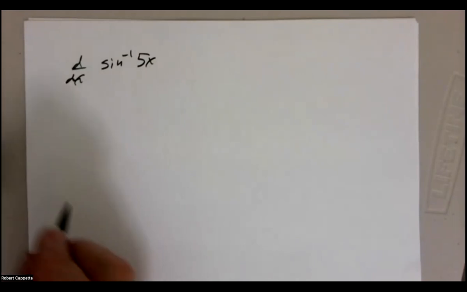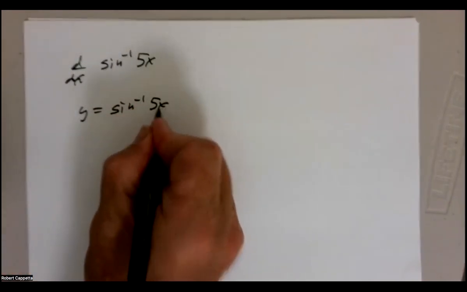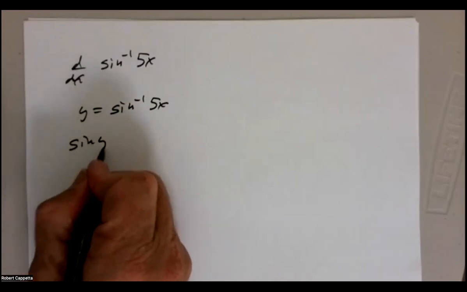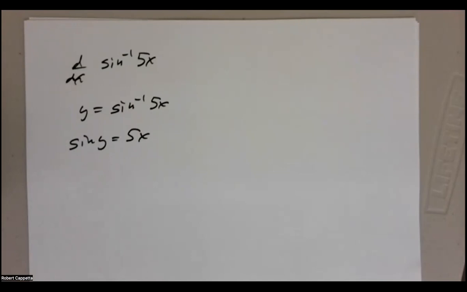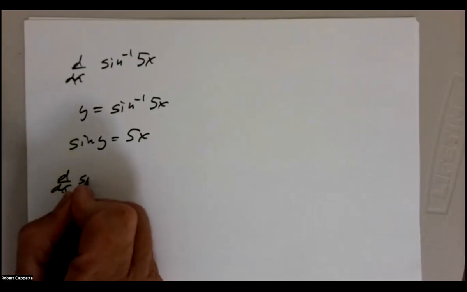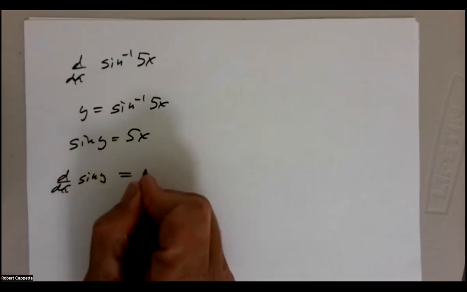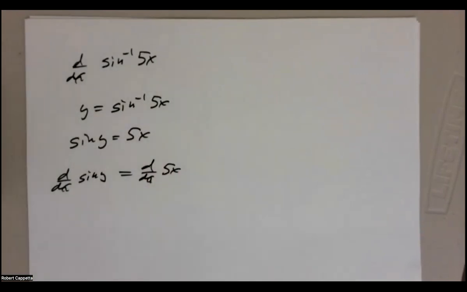How do we do this? We're going to say y is the inverse sine of 5x. So sine of y equals 5x. That's the first thing you've got to remember. Sine of y is 5x. Then we take the derivative with respect to x of both sides. The derivative with respect to x of sine y is the derivative with respect to x of 5x.